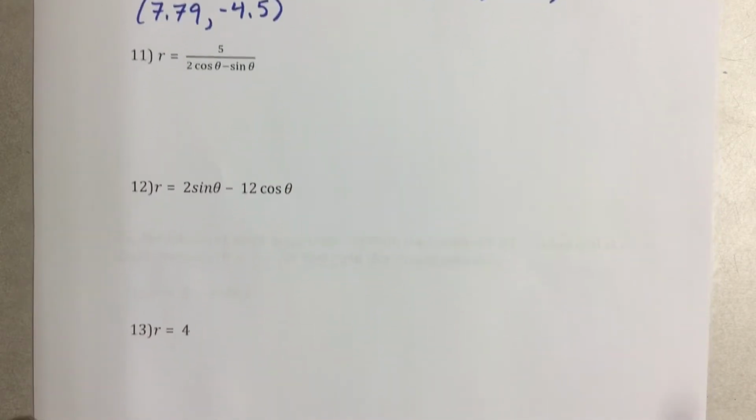So converting polar equations to rectangular equations. In this, if I see an r cosine, I can replace it with x. If I see an r sine, I can replace it with y. If I see an r squared, I can replace it with x squared plus y squared. Okay? Now let's look at number 11. So this form looks familiar. We just looked at it a couple minutes ago.